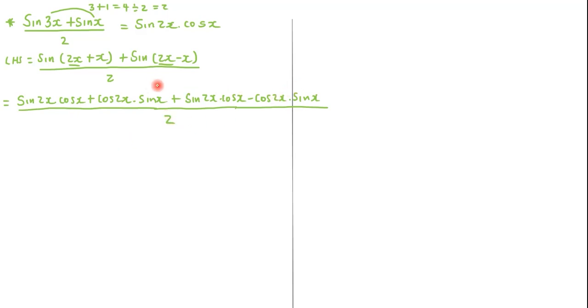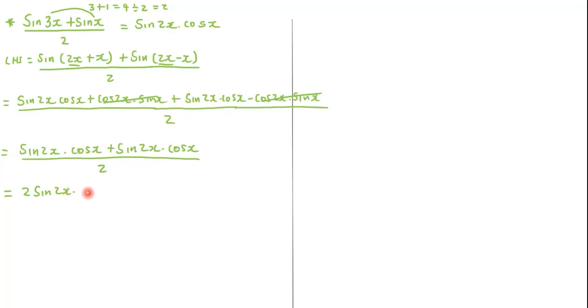Now what do we see here? We see that this cancels with that, so this basically means we have sine 2x times cos x plus sine 2x times cos x, all divided by 2, and then when you add both of them, they give you 2 sine 2x times cos x, all divided by 2, then you divide that, and it becomes sine 2x times cos x.